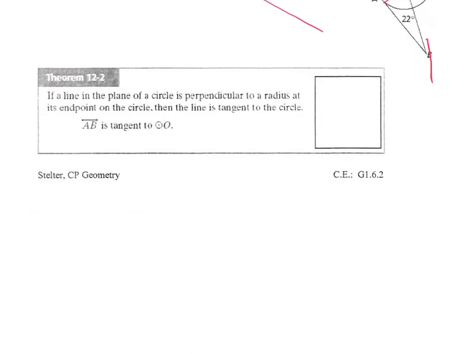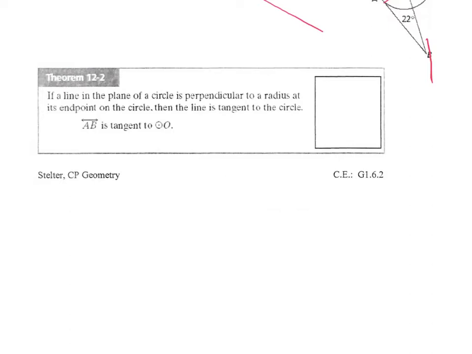Okay, so 12.2 basically says if a line is in the plane of a circle and it's perpendicular to the radius, then you can call it a tangent. So it's basically the converse of Theorem 12.1. It tells you if you have a line by a circle and you form a 90-degree angle, then you have a tangent line. That's all it's saying.